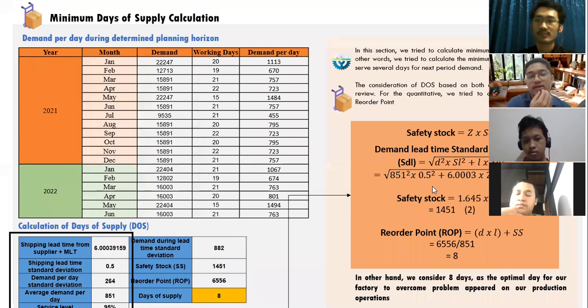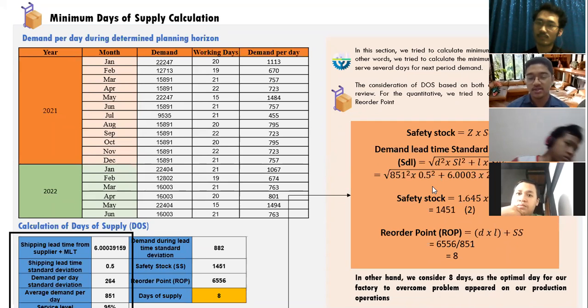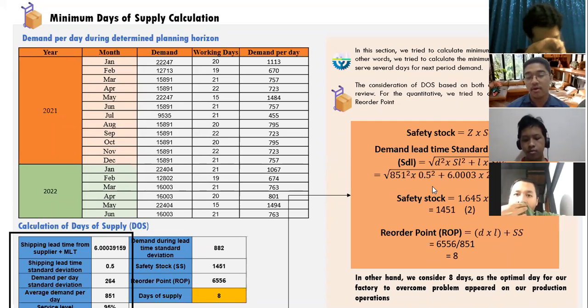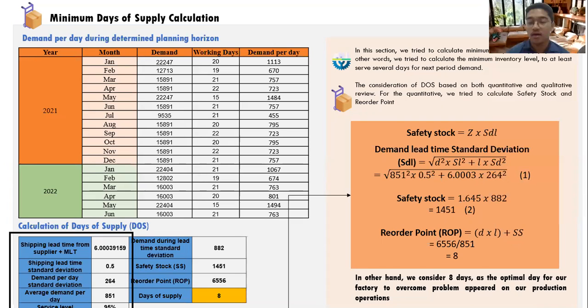So this is how we calculate the minimum days of supply. We base the calculation on qualitative and quantitative reasons. From the quantitative reasons, we calculate the reorder point, which is the safety stock plus demand times lead time. We got a reorder point of 6,556, which is equal to 8 days of supply. From this result, we conclude that 8 days of supply is the optimal level for our factory to overcome problems that may appear in our production operations.